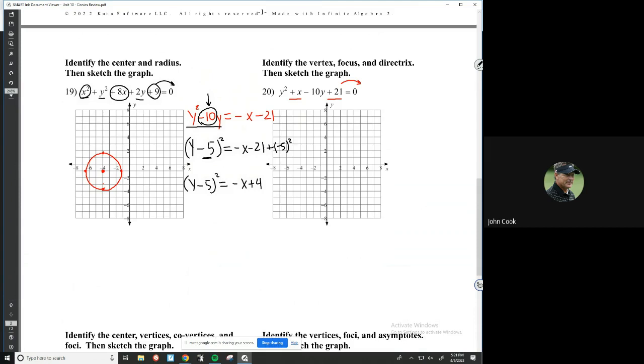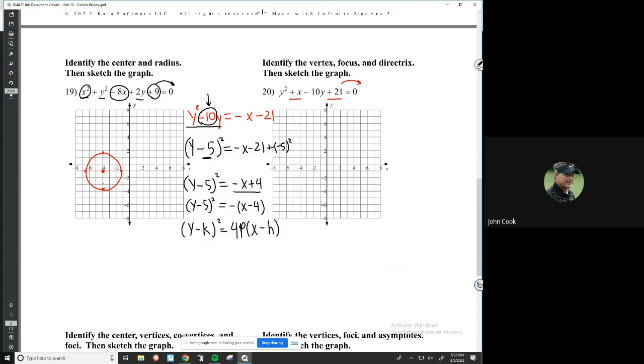And then remember what the standard form for a parabola looks like. It's y minus k squared is equal to 4 times p times parentheses x minus h. So all we need to do is get x by itself. So we just factor out a negative 1 from this. That would get us the following: y minus 5 squared equals negative, and then x minus 4.